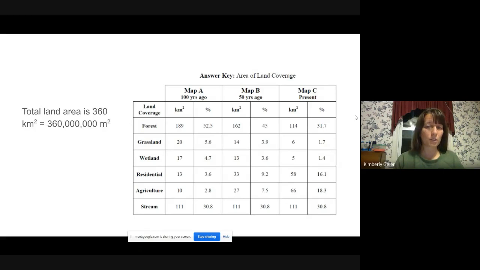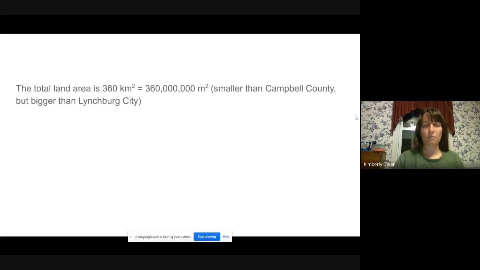Now, we're going to come back to those different land coverage numbers in a second, but let's suppose that whatever this area is, this 360 kilometers squared area, which, by the way, I looked up, is smaller than Campbell County but bigger than Lynchburg City. So this map is on the order of a small county. Maybe even like the Lynchburg metropolitan area, if there is such a thing. Like Lynchburg out to Forest, maybe Madison Heights, Lynchburg and its outskirts. So that's the size area that we're talking about.